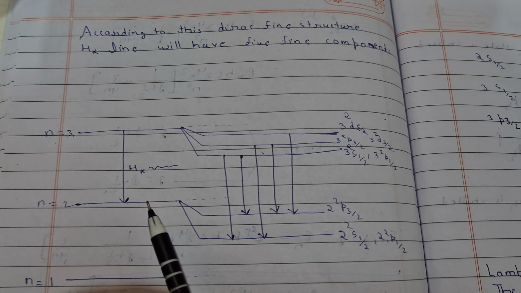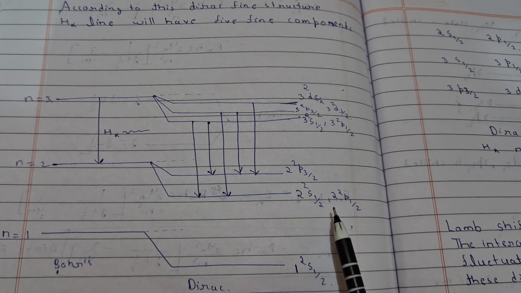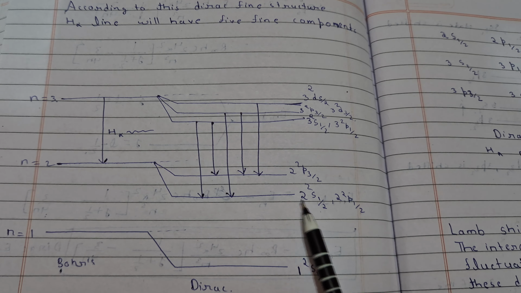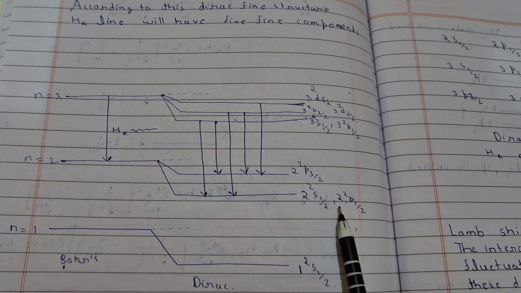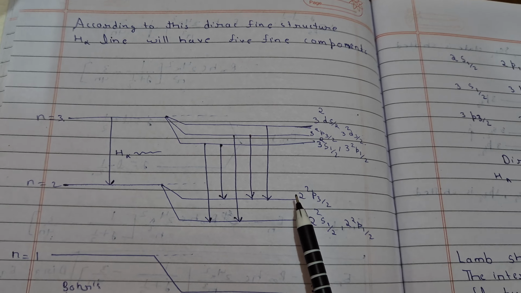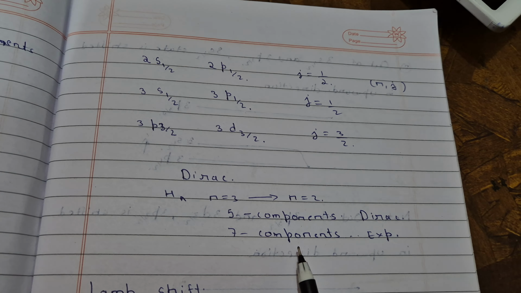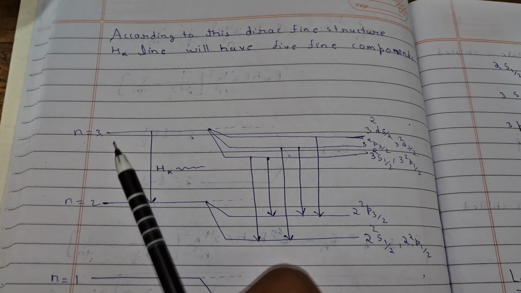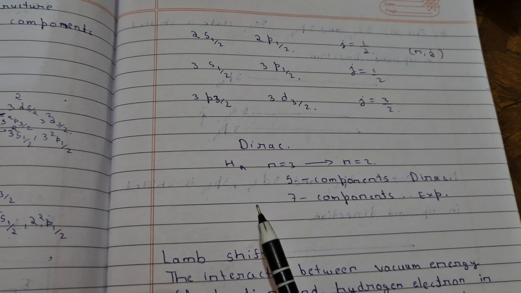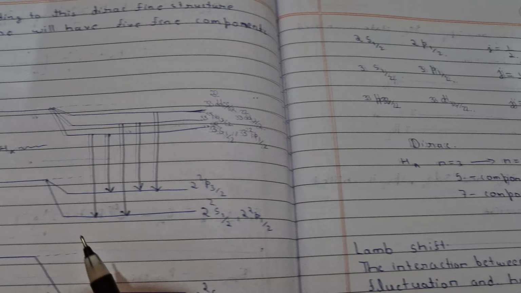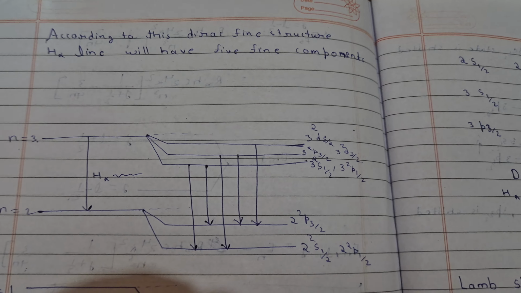First it was Bohr, then the Dirac equation, and we get that for the same J and N we will get the same level. There will be degeneracy here. So we get these 5 lines, but in the experimental values we get 7 components in the H alpha line, that is the 3 to 2 transition, whereas here we are getting only 5 components according to the Dirac equation. So what is the factor remaining?